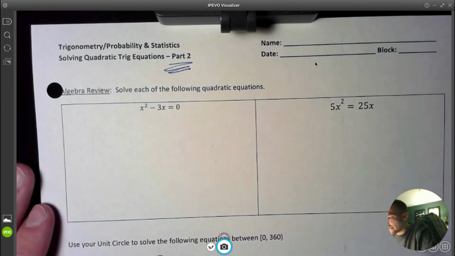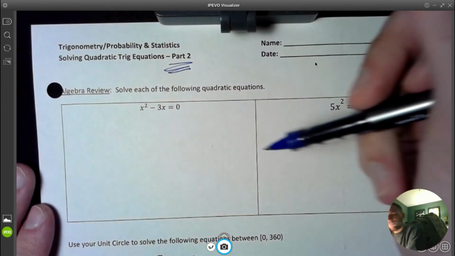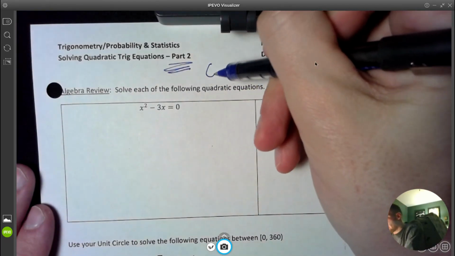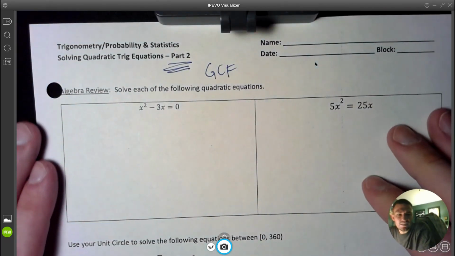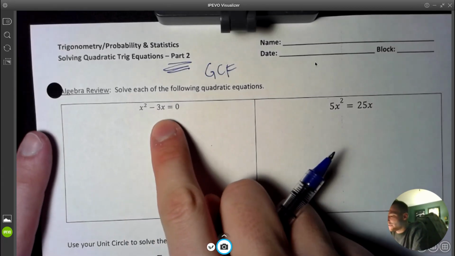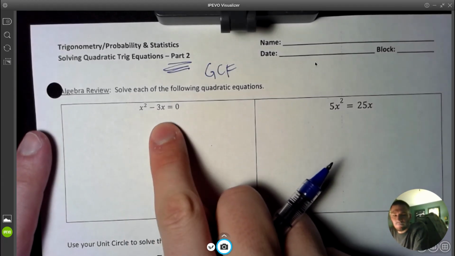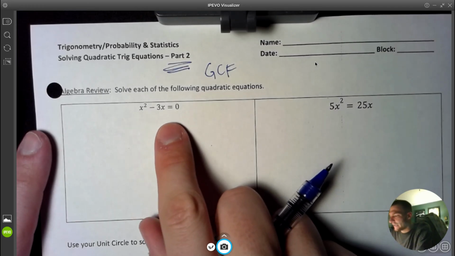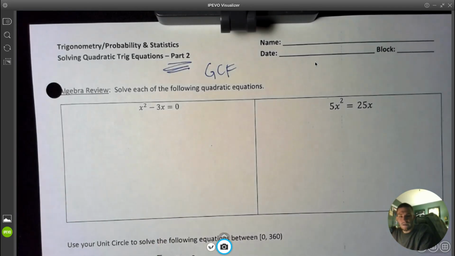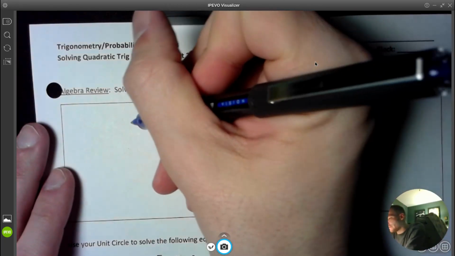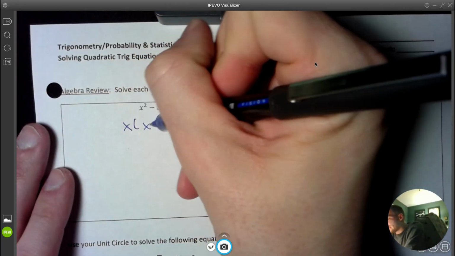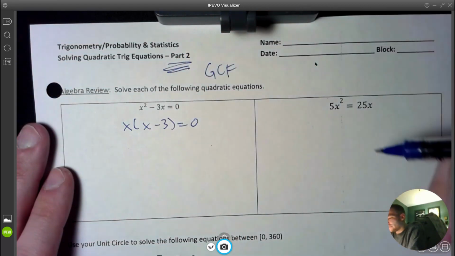What we're going to be looking at for part 2 is multiple piles of x's, and that is going to lead us to GCF. You see on this question that we have x's and more x's, but they do not combine because there's x squared and 1x. And so we cannot combine them, but we need to do something, and we're going to end up using factoring. We're going to get x times x minus 3 equals 0.